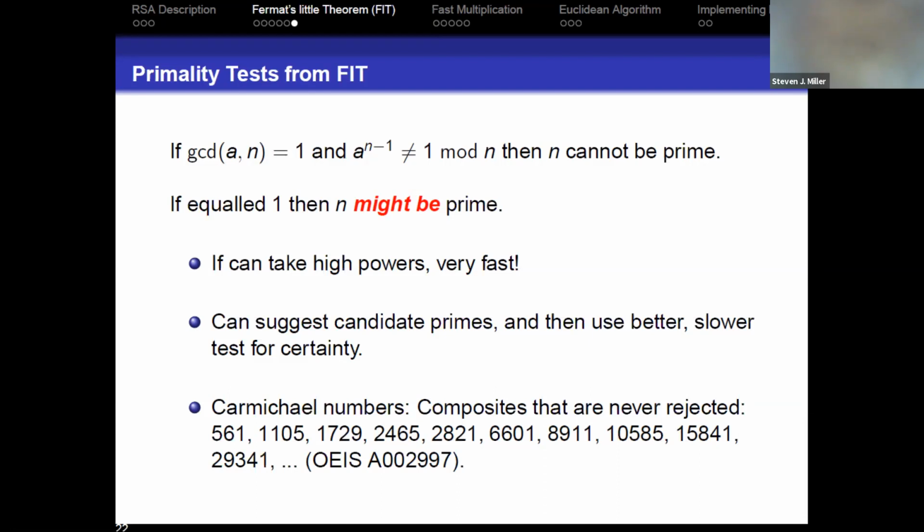What's nice about Fermat's little theorem is it will allow us to quickly check if some numbers are good candidates for prime. And if a number passes this test for a lot of different values of a, then it's likely to be prime. If we want to be absolutely sure that it's prime, there are some slightly slower algorithms we can use that will guarantee that it's prime.